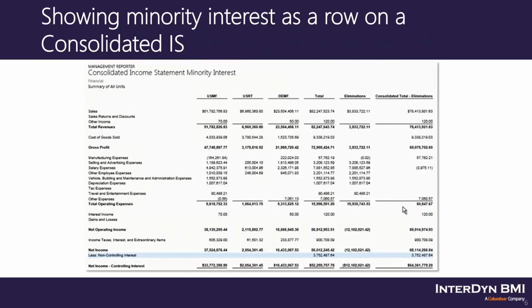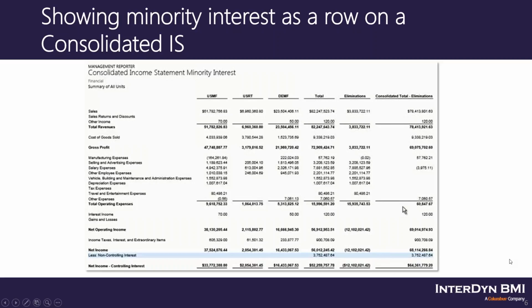All right, so the next one is being able to show a minority interest as a row on a consolidated income statement. So this kind of plays into, I only want certain branches of my tree to show certain calculations. All right, so in this report, we're showing a side-by-side comparison of our companies, and in a certain row, we want to show the non-controlling interest so that you can actually subtract that from your totals, okay?